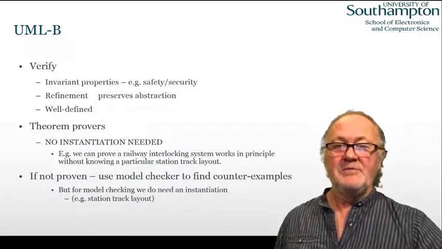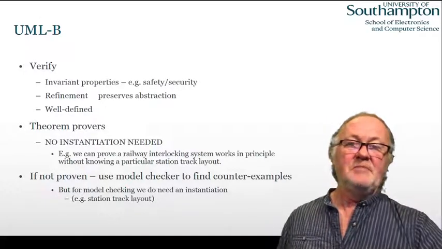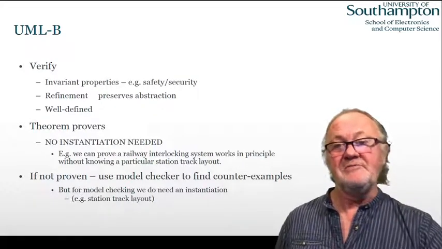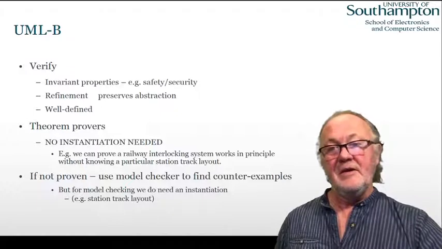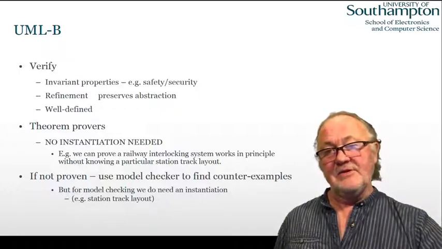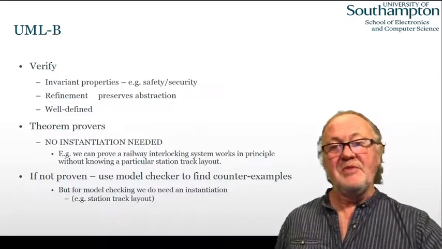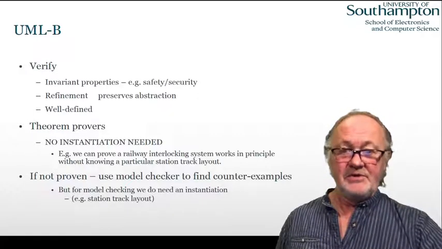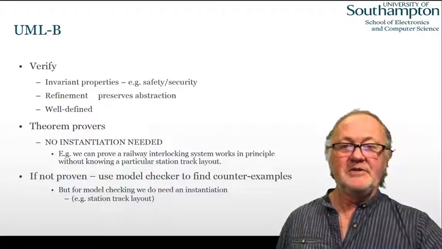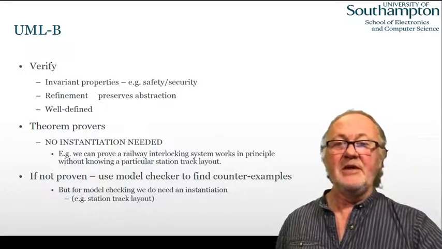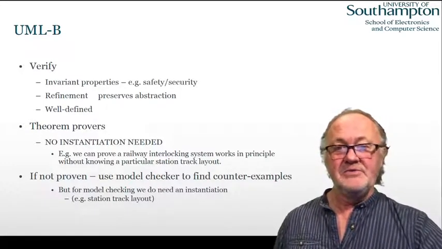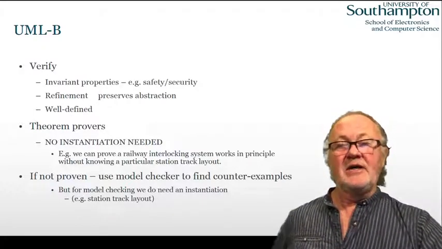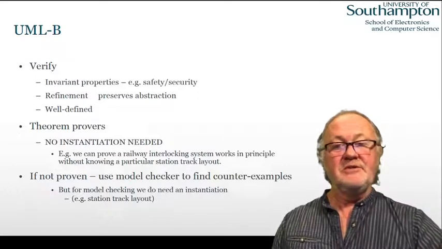But then if the automatic provers don't succeed, we use a model checker to search for possible sequences of events to find a counterexample. And then the counterexample will help us understand the problem in the model. But of course, for model checking, we do need an example instantiation. So in our railway interlocking system, we would need to instantiate the model with a particular track layout for a station, for example.